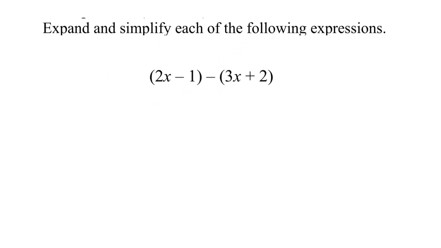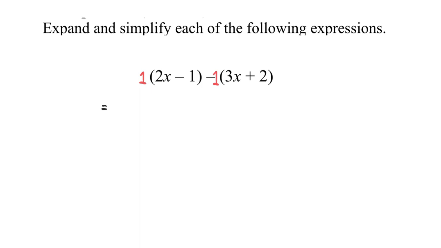Hello everyone, welcome to this video where we are required to expand and simplify each of these expressions. And this is an interesting problem. I see a bracket without a number in front. This simply means that there's one group of 2x minus 1. And there's also negative 1 group of 3x plus 2.